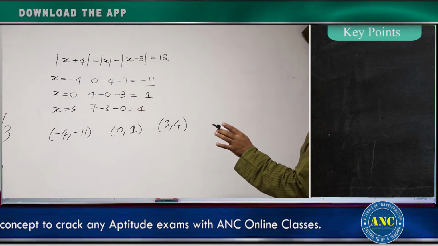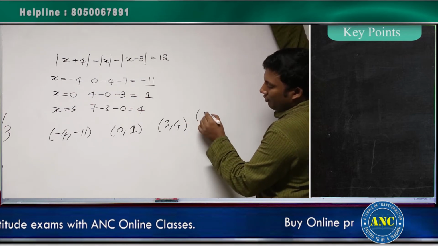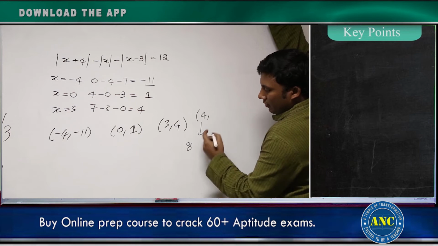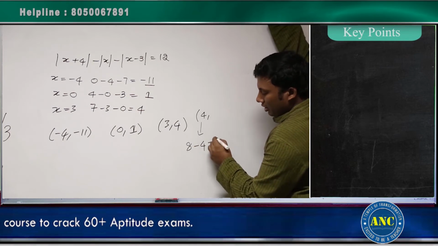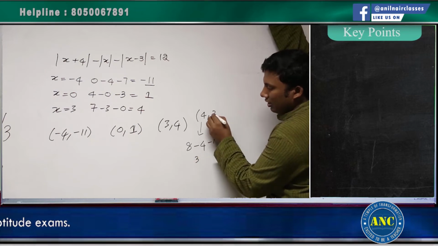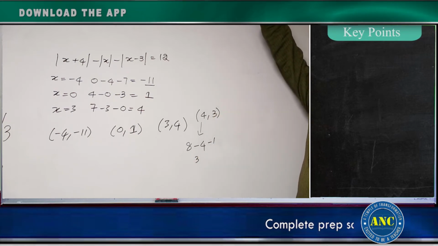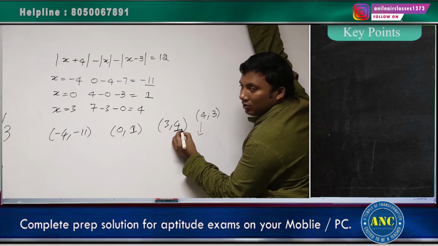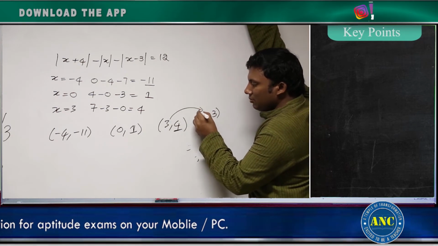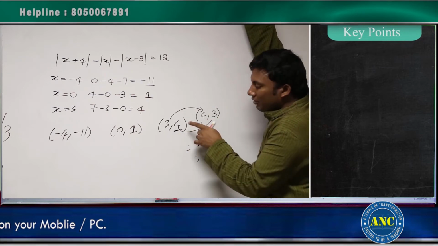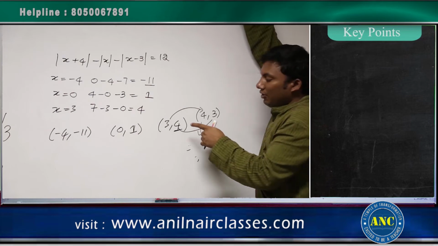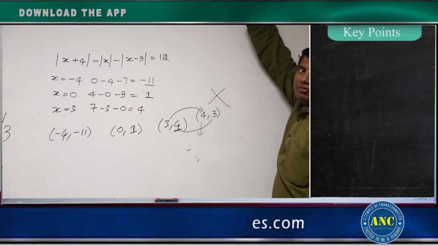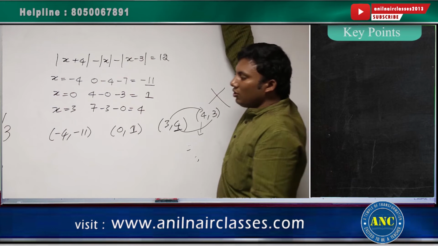First listen. See the behavior of this graph after 3. Let me take x = 4. What will be the right-hand side? 4 + 4 is 8, and 4 - 3 is 1, so 8 - 5 is 3. We are just seeing the slope of the graph. It is (4, 3). If the increase in x is by 1, y is decreasing by 1. But from 4, what is the value I require? 12. For 4 to become 12, it should increase, but it is decreasing. That means to the right side of (3, 4), there is no value of x that will satisfy.